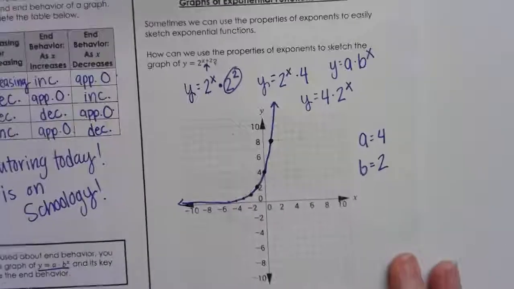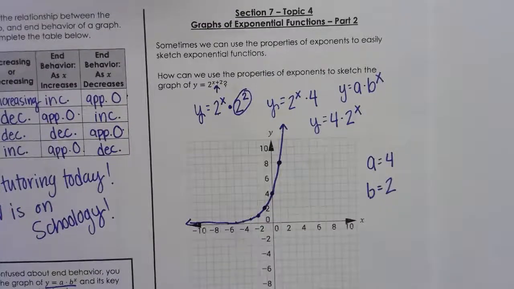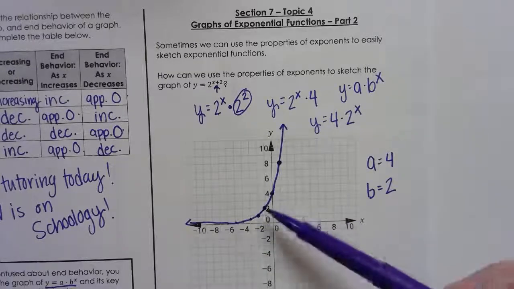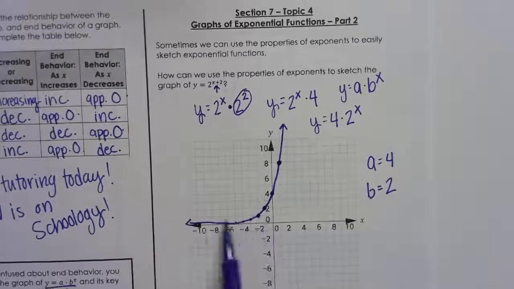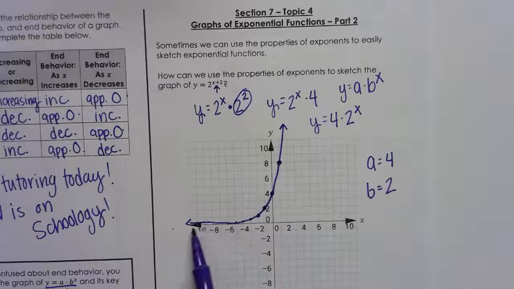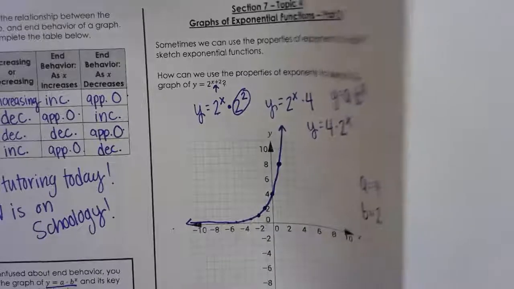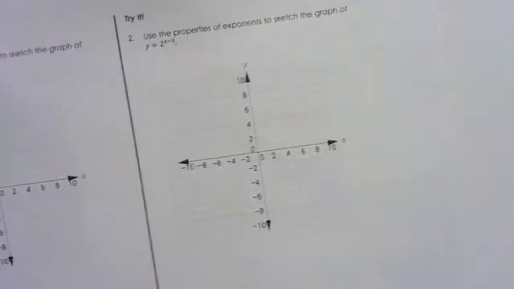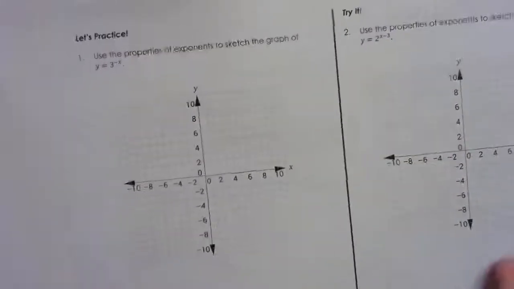Okay, so this is my graph. So let's talk end behavior. As x increases, y increases, and as x decreases, y approaches 0. Let's look at the next one.